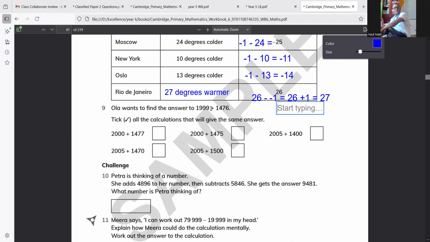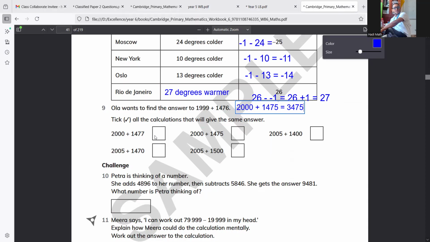Remember, when we have got such two numbers, we take one from here and we put it to this one to make it 2,000. Like put in your mind, the 1,999 needs only one to be 2,000. So you make it 2,000, plus the one that you added to here, take it from the other number. It's going to be 1,475. This calculation will give you the same. So the answer will be equal to 3,475.